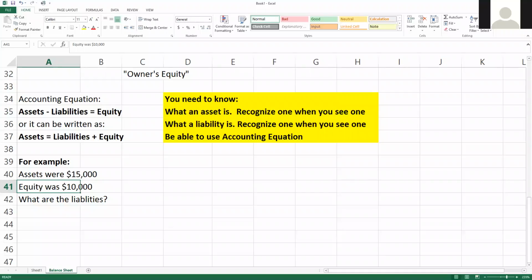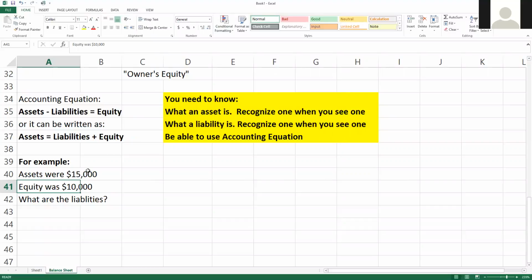Okay, we're back. Starting our second video. We've still got the same spreadsheet open on the screen. I did label the second tab as balance sheet since that's what we're talking about on this sheet.